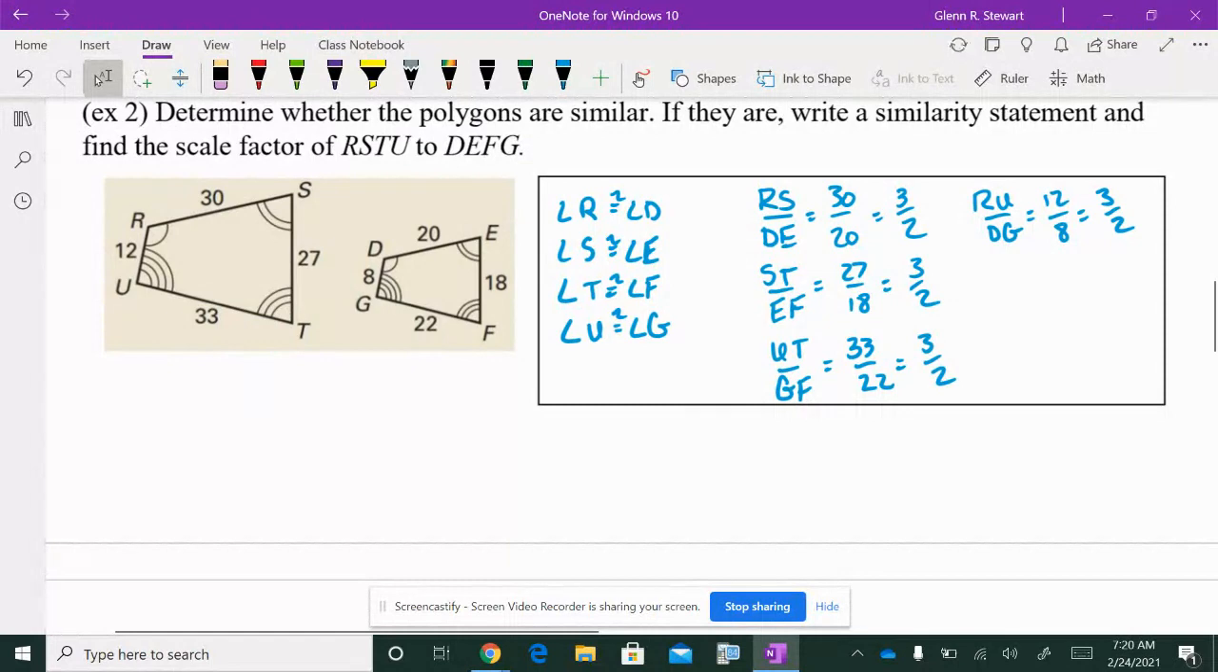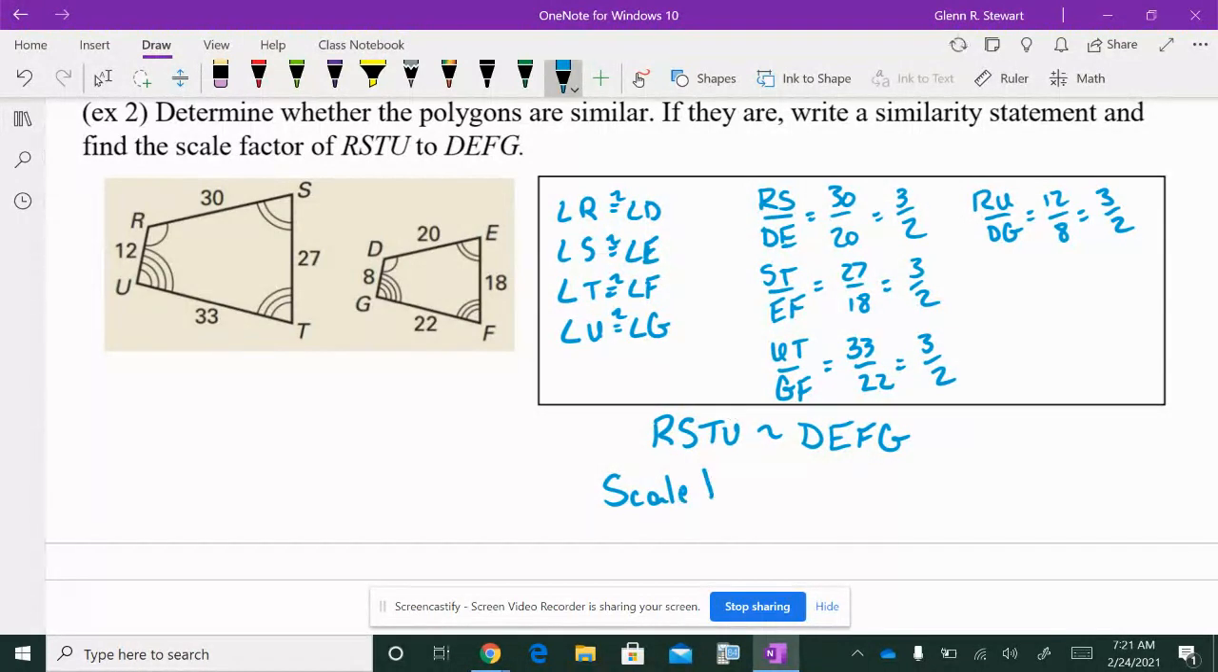Based on this, I can now write my similarity statement, which is RSTU is similar to DEFG, and remember that similarity notation. And we've got a scale factor. Scale factor is actually the thing that we were finding with the ratios. I'm going to write it just as 3 to 2, or you could also write it 3 over 2. Usually this is what you see, however, whenever you're looking at ratios.